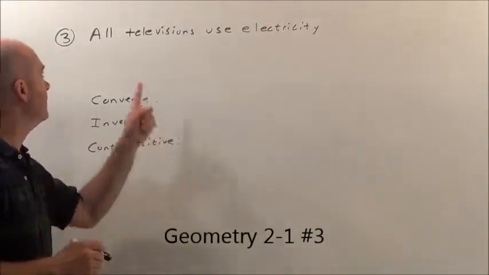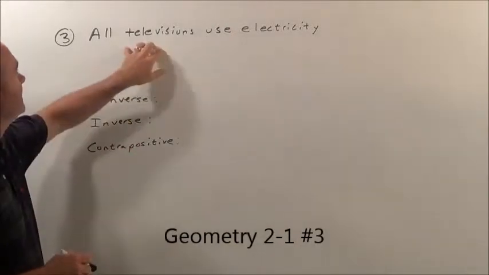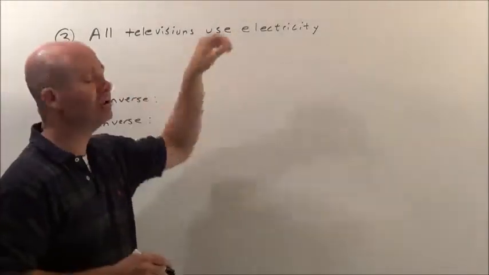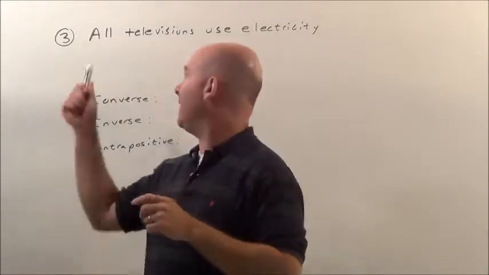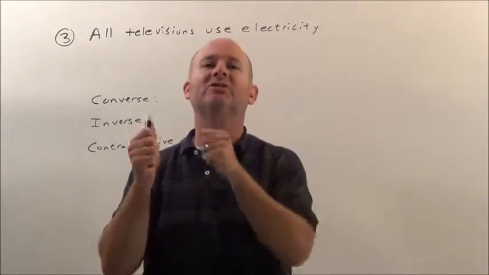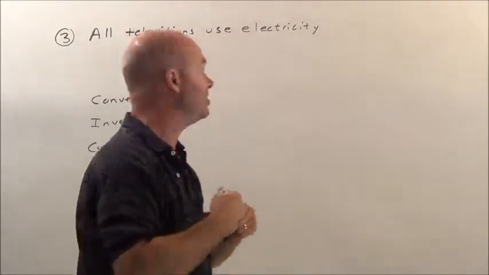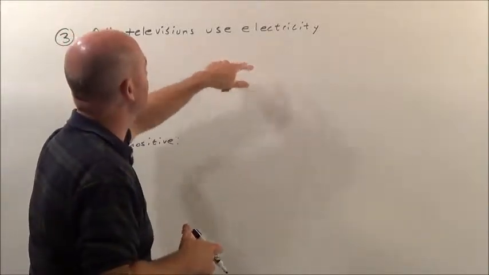Here's problem 3. We want to find the converse, inverse, and contrapositive of this statement. All televisions use electricity. Now, in order to do that, we need to change this statement to an if-then statement, to a conditional. So what I have to do is, it says all televisions use electricity.